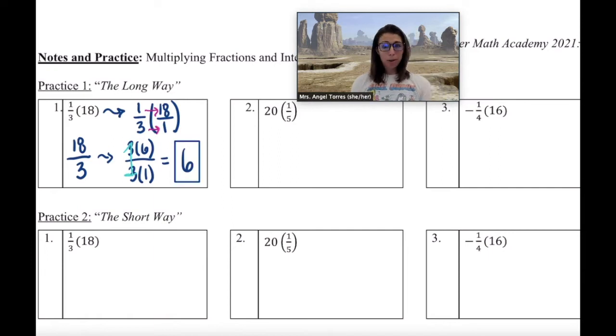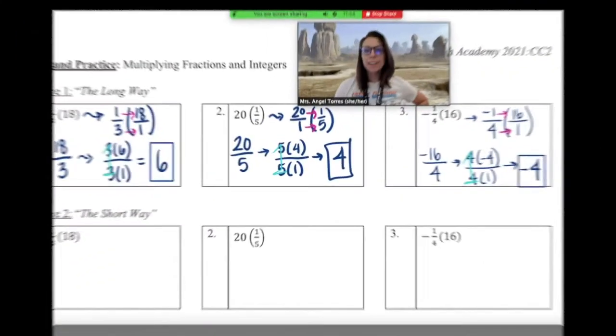There's nothing wrong with this method, but imagine this is just one step in a multi-step problem. I feel like it would be easier to do this math mentally. So before I show you the short way, go ahead and use the long way to simplify number 2 and number 3. Let's see how you did.